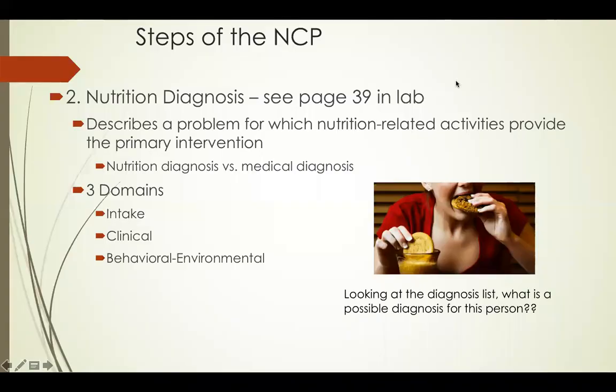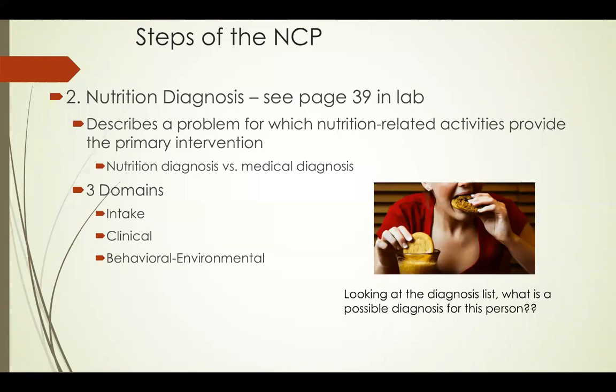All right. So we could assume that this person has, from our diagnosis list, excessive energy intake. Maybe they have excessive carbohydrate intake. Maybe they have less than optimal intake of types of carbohydrate. Maybe they have a disordered eating pattern. Maybe they have undesirable food choices. But that would be with just looking at this picture.